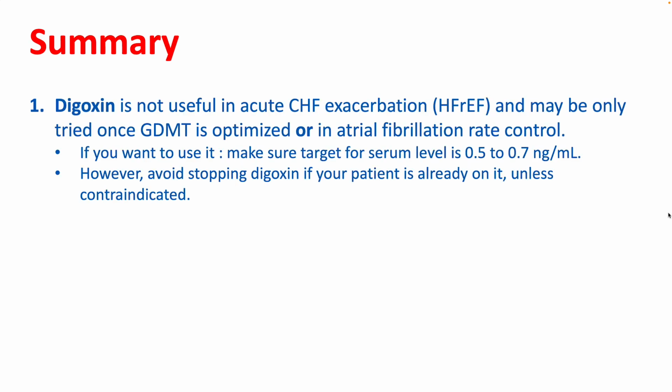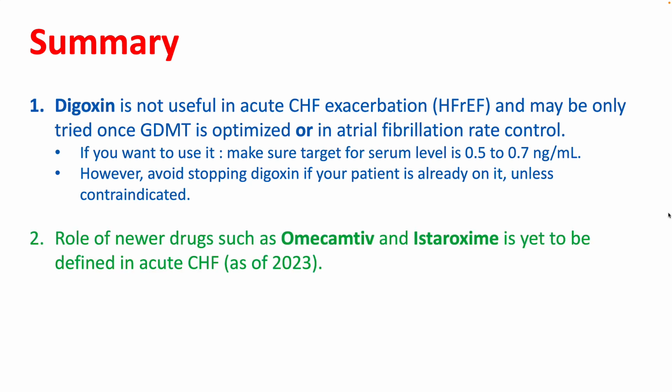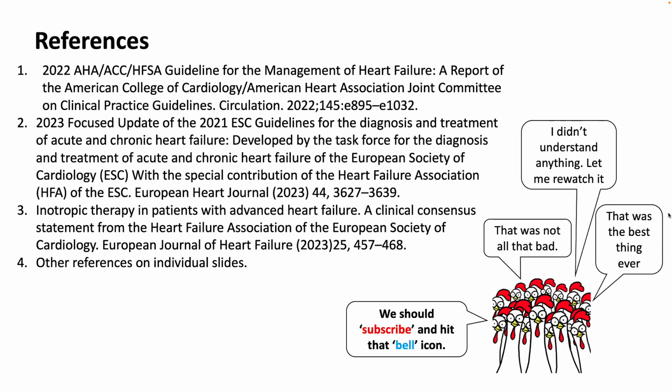Digoxin is not useful in acute CHF exacerbation and may be only tried once your GDMT is optimized. If you do want to use it, make sure your target serum level is between 0.5 to 0.7. However, avoid stopping digoxin if your patient is already on it unless there is a contraindication. Newer drugs such as omecamtiv and istaroxime are yet to be defined in acute congestive heart failure.